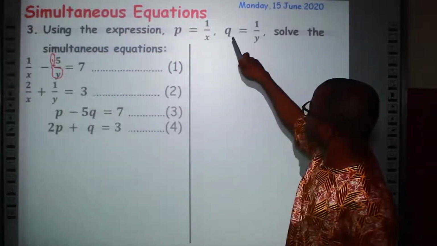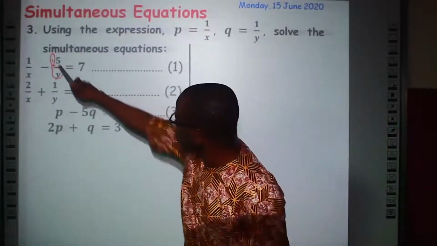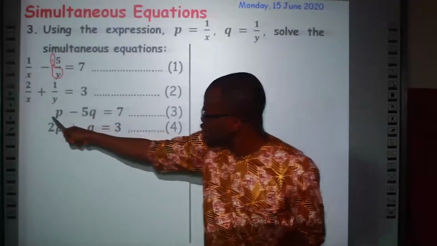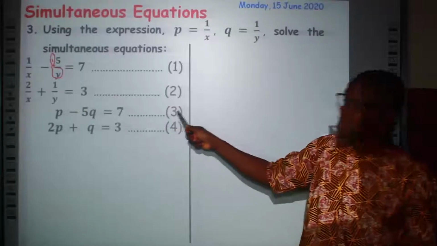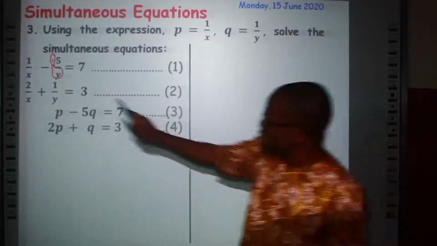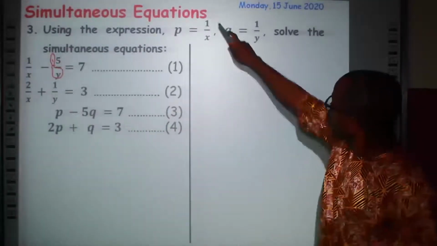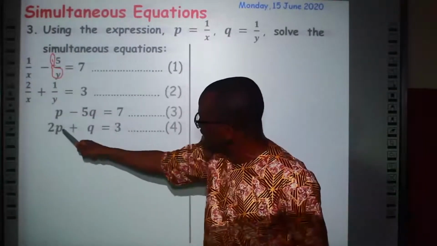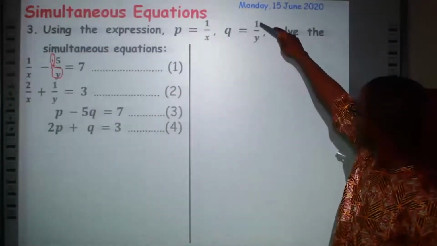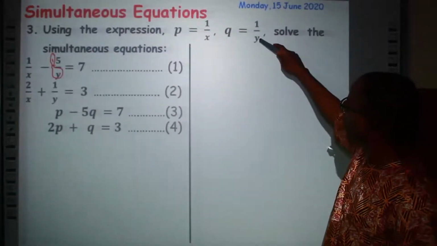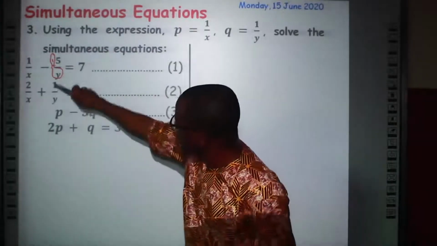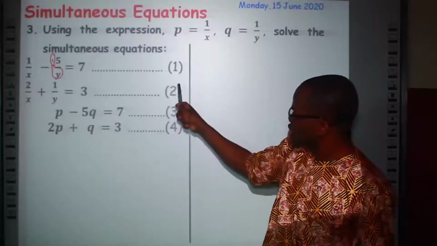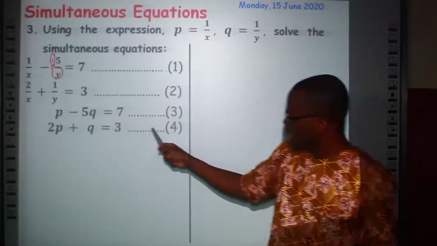That's your P, that's your Q rather. So you have minus 5Q is equal to 7. Because we've slightly changed equation 1, let's call that equation 3. And then again, 2 over x. Now remember, 1 over x is a P. So you have 2P and then plus y. Aha, your y is your Q, 1 over y. So you replace the 1 over y with Q, and that is equal to 3. Again, because we've changed equation 2, we'll call that equation 4.